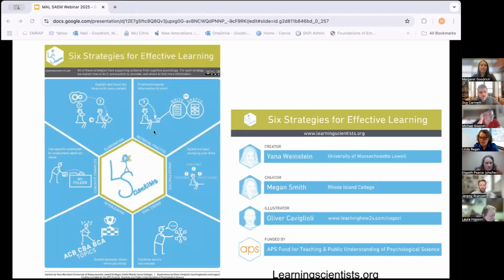So there is this great website called learningscientist.org. I take no credit for them. You can see who created them and illustrated them and funded them. And this is a fabulous site that has these 6 strategies for effective learning.